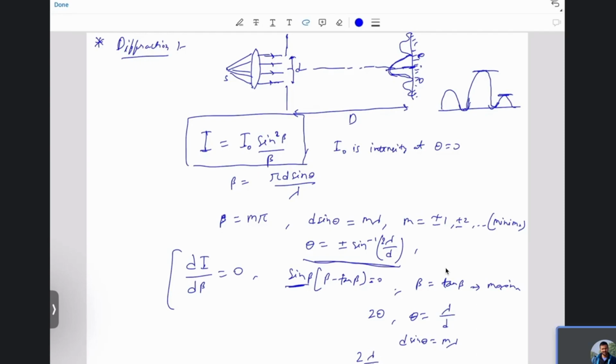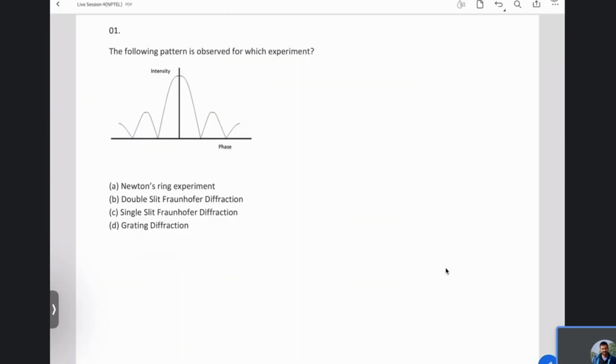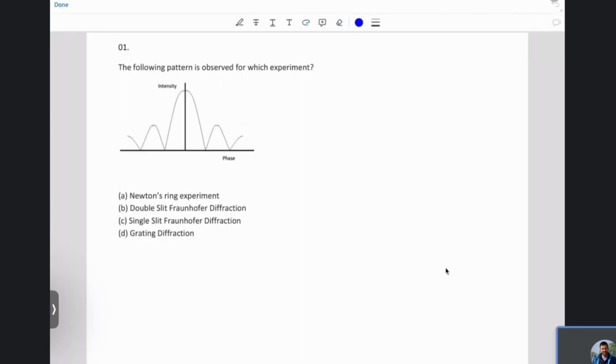Yes. So this is all you need for today. Okay. And so let's start with some problems. So this is just child's play. Here it is asked which experiment the following pattern is observed for. Like we discussed just right now, obviously. So there are other options.